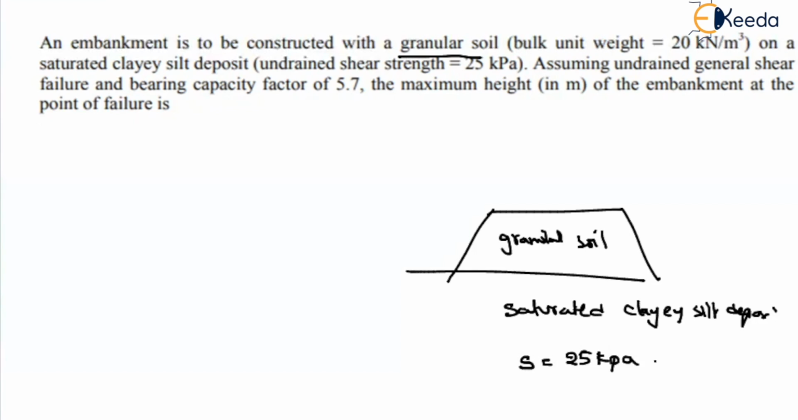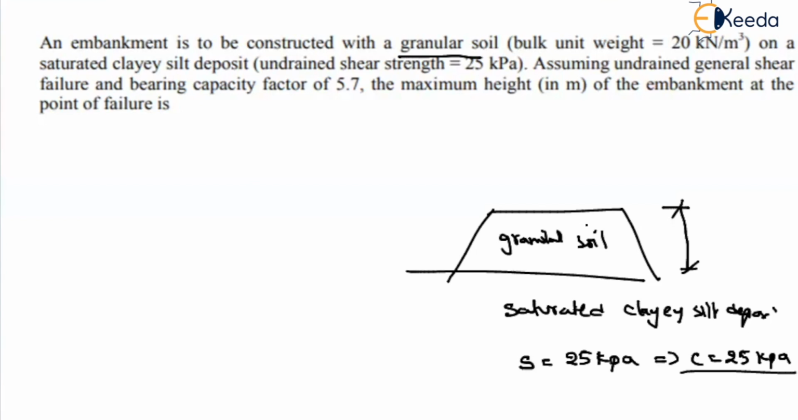As we are talking about the clay deposit, I can also say it as angle of friction is equal to 0, I can say cohesion is also equal to 25 kilopascal. As of now, it is fine. So what we have to find? We have to find out the depth of the embankment. So can you identify what could be the depth of the embankment?